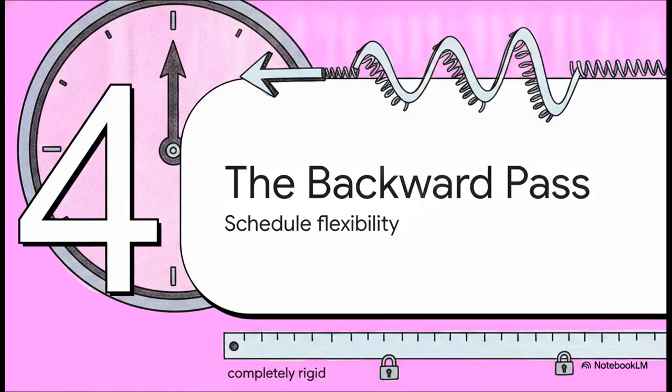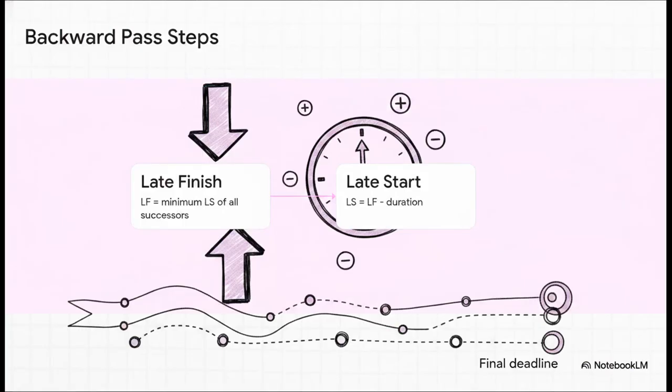Which brings us to section 4, calculating the backward pass. Now that we know for a fact our project takes 9 days, let's find our late dates. This is going to expose exactly where our schedule has some flexibility and where it is completely rigid. We're just going to reverse our logic here. We start from the end of the project and subtract task durations to find when tasks must absolutely begin.